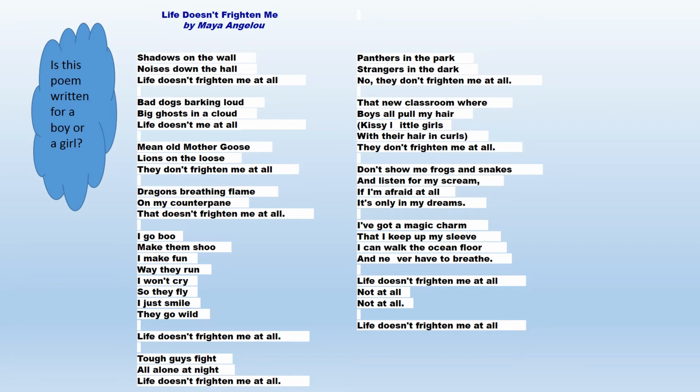Once we've had some discussion during the first read of the poem, students will go in for a second read. During the second read of Life Doesn't Frighten Me by Maya Angelou, students will answer this question: is this poem written for a boy or a girl? They are trying to decide if the author of the poem wrote this poem to encourage little girls or little boys to not be afraid.